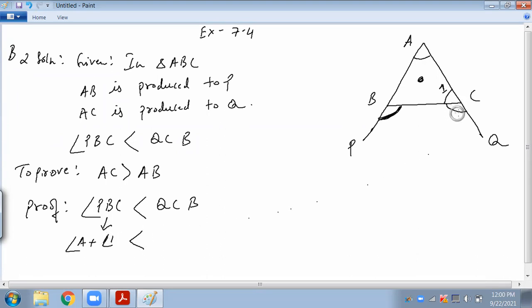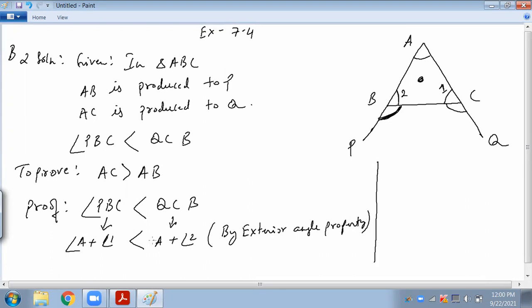Less than, instead of QBC. Again, QBC is also an exterior angle. It is outside the triangle. It is formed by the side produced. So opposite to this angle QBC, we have A and this angle, we can mark it 2. Opposite to QBC, we have A and 2. So instead of QBC, I can write A plus angle 2. And we're writing this by the exterior angle property.